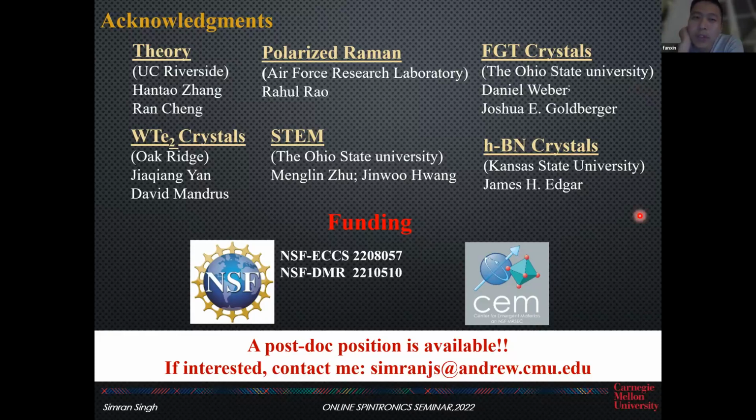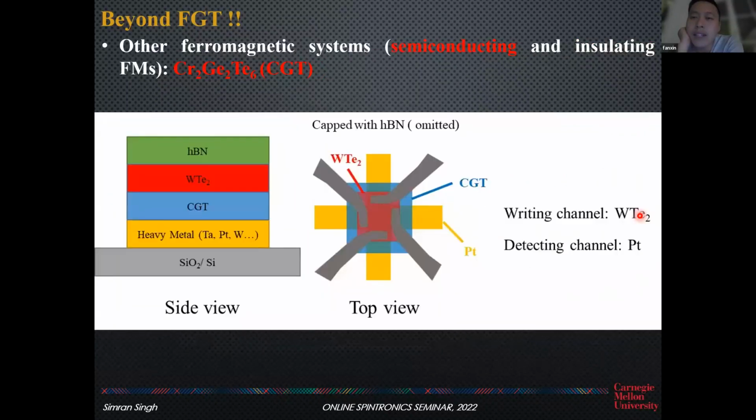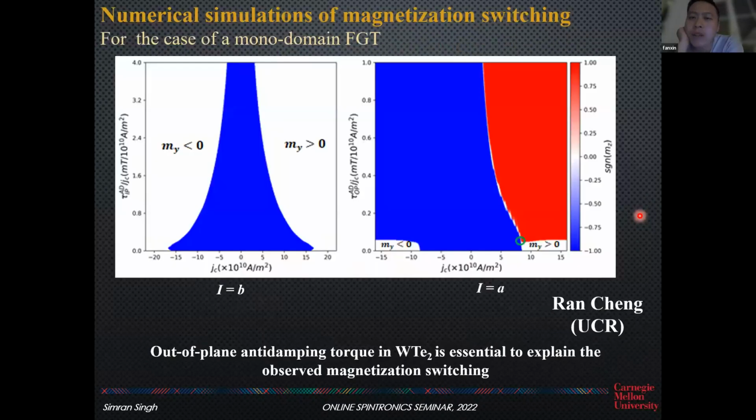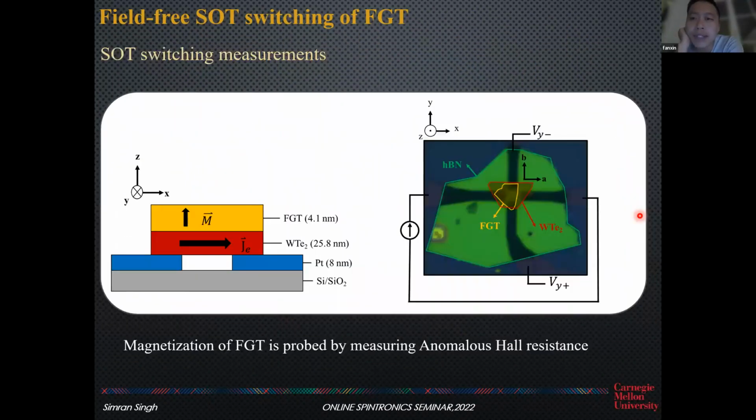You showed that you did the anomalous Hall effect by applying current along the A direction and B direction to measure the Hall voltage. Do you notice any anomalous Hall resistance difference in the A direction and B direction?